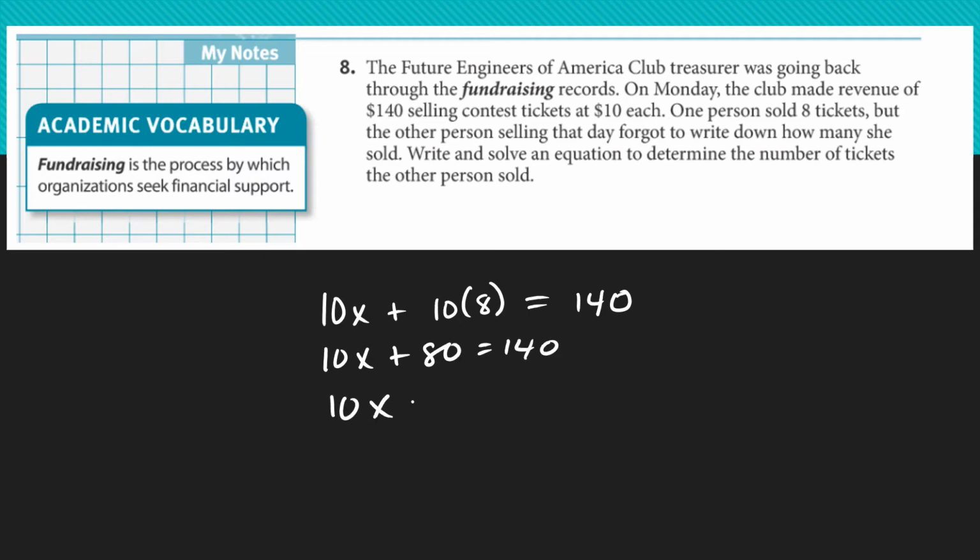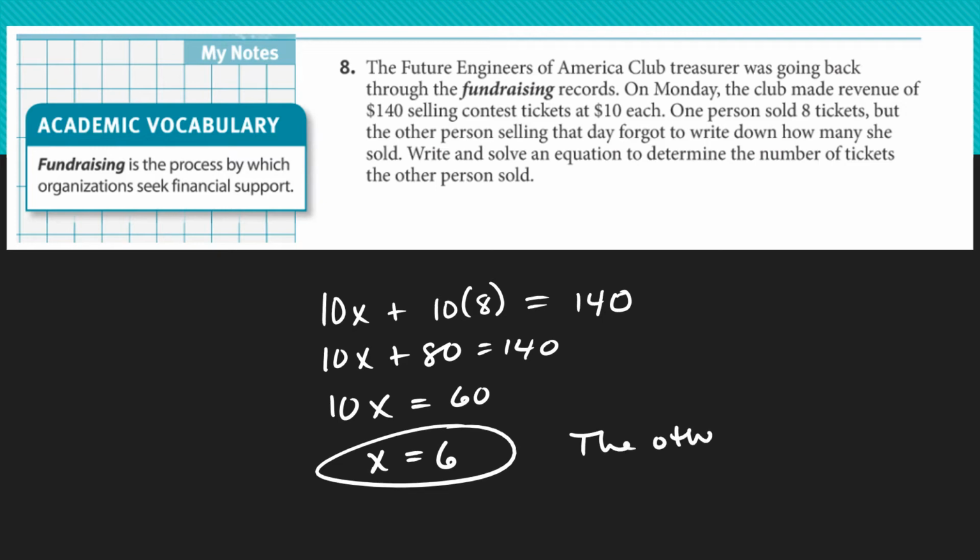So then 140 minus 80 is 60. Is that true? Yeah, that's true. And then divide by 10, and so X is going to equal 6. So the other person sold 6 tickets.